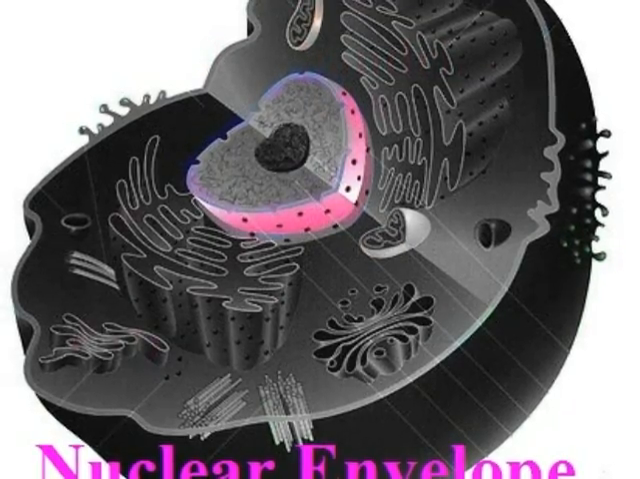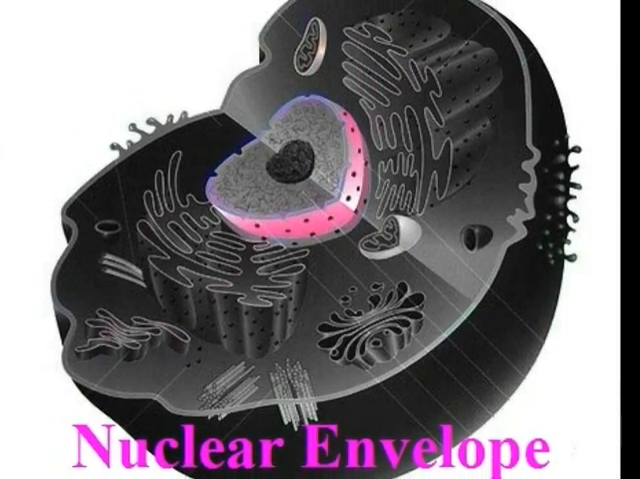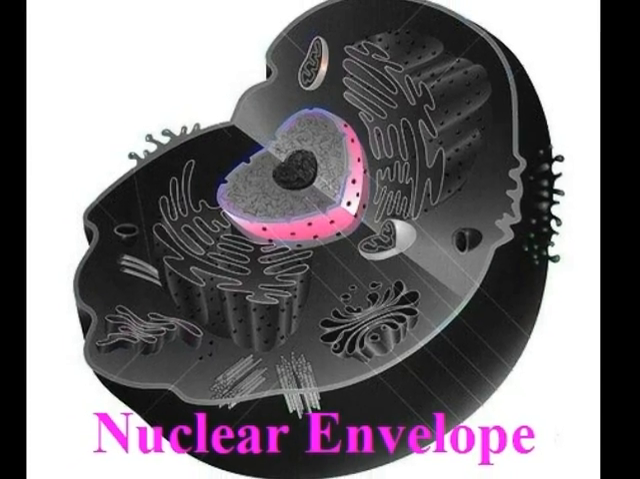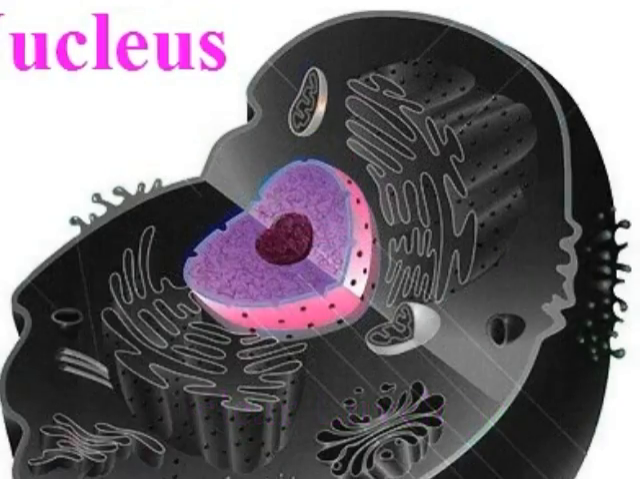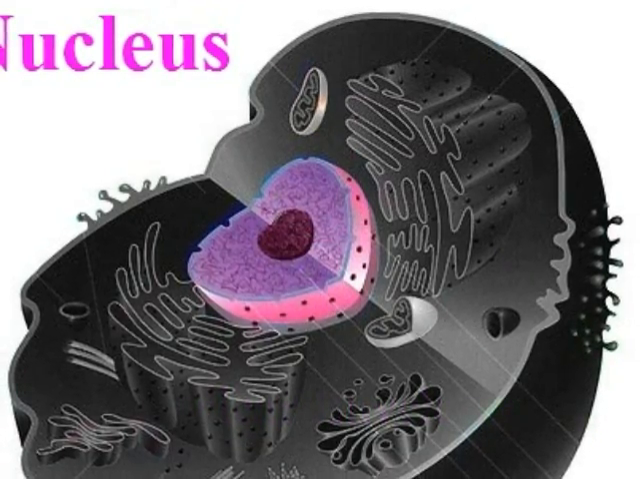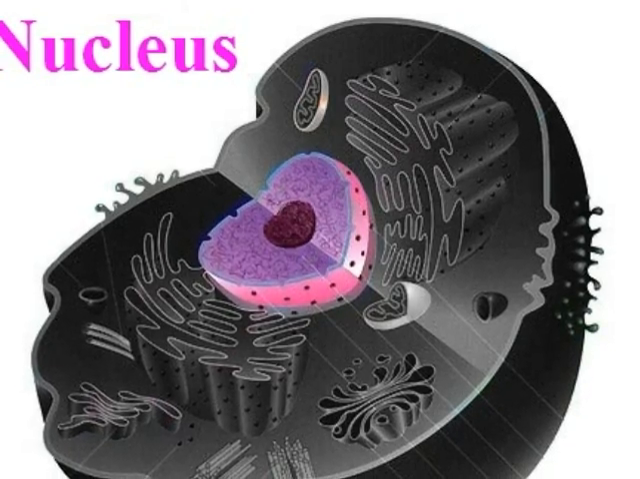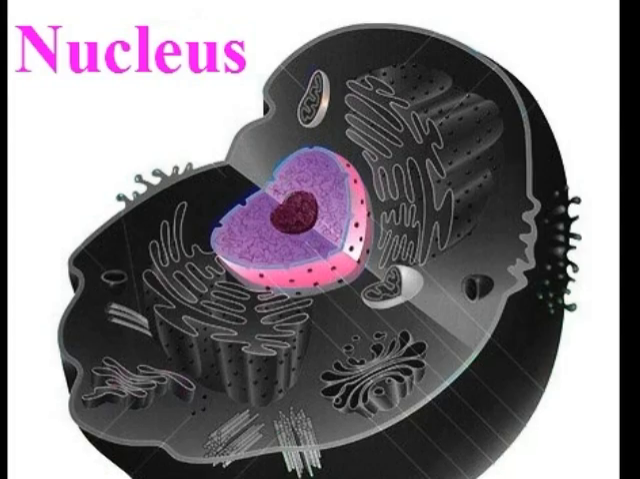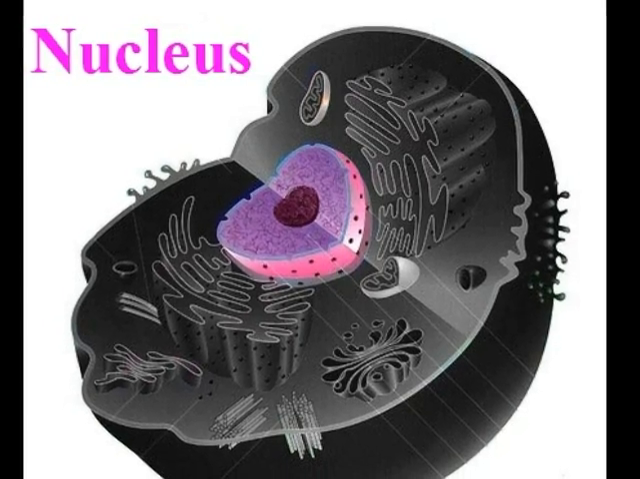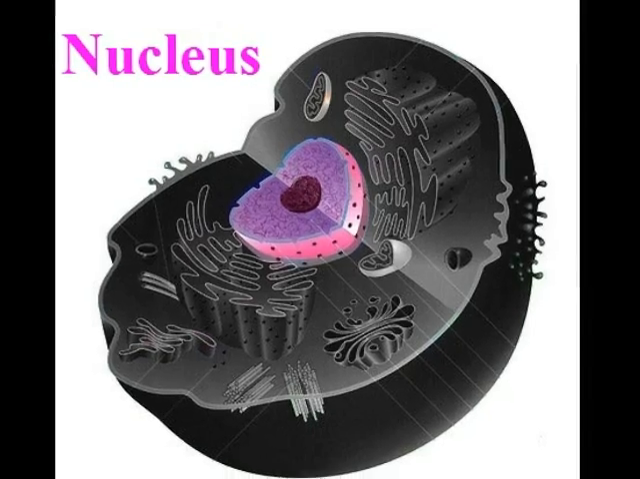Also to your right, we have the nuclear envelope. The nuclear envelope is a double membrane structure which is pierced by pores and surrounds the nucleus. The largest organelle is the nucleus. To your right, you can see it very plainly. It is the control center of the cell, containing DNA, nucleoplasm, and nucleoli. It is responsible for instructions for protein synthesis and DNA transmission.